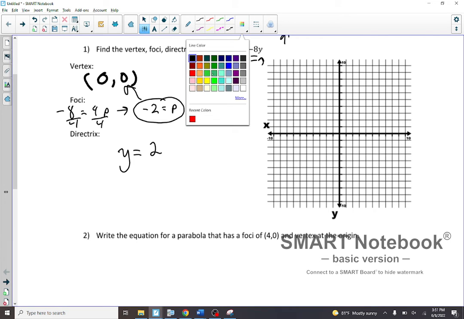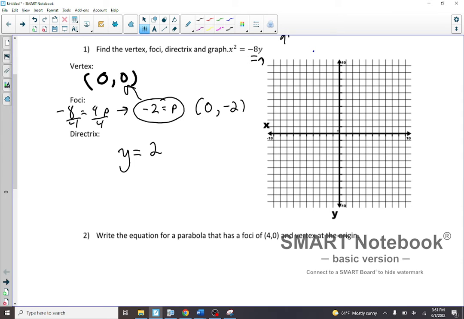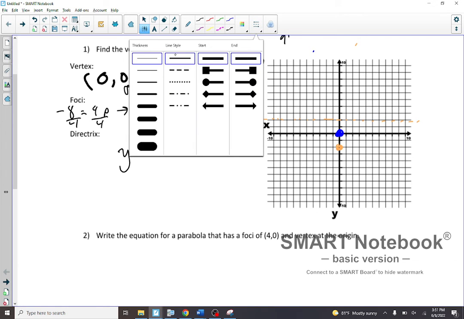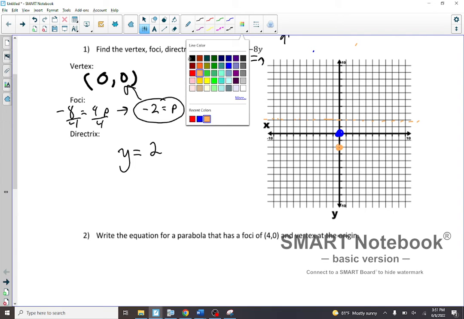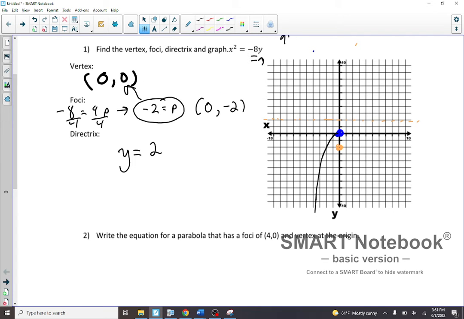Now how does that graph? Our vertex is at 0, 0. Our focus is 0, comma, negative 2. So I'm going to put a point here. And my directrix is y equals 2. So I'm putting a horizontal line here. And then my actual graph goes like this. Because my focus points down, that makes the parabola draw down.